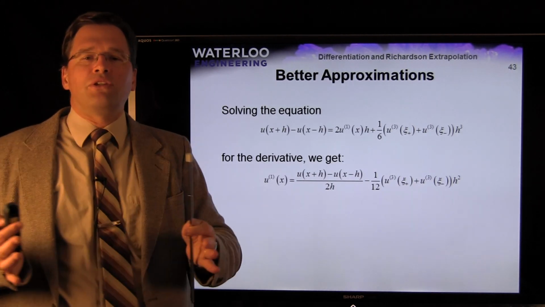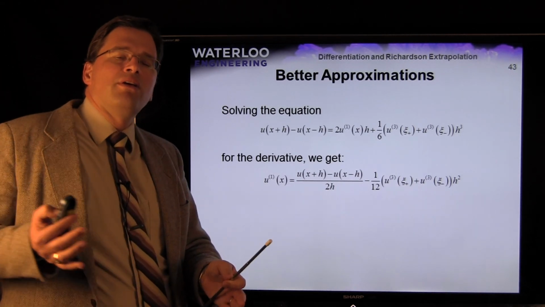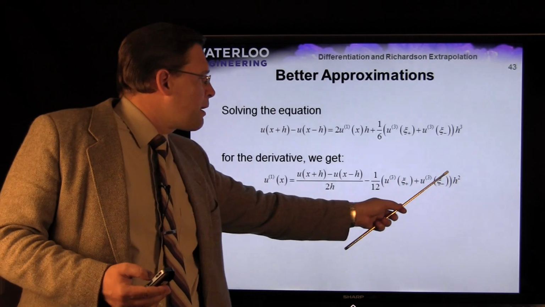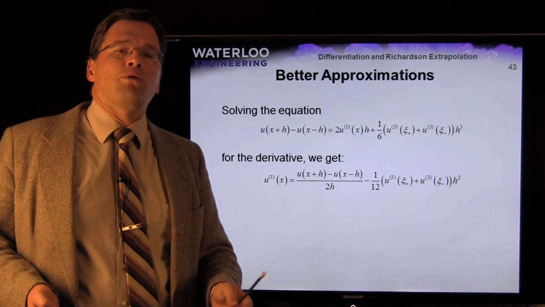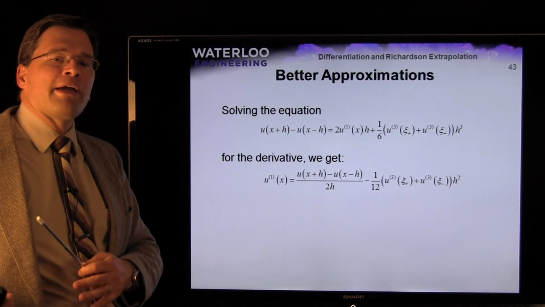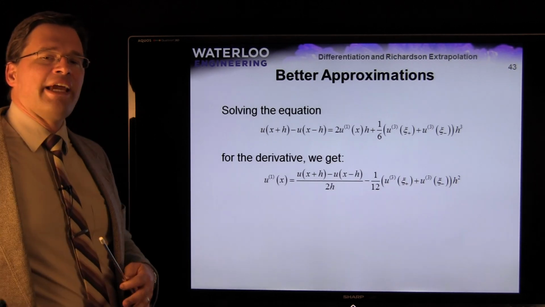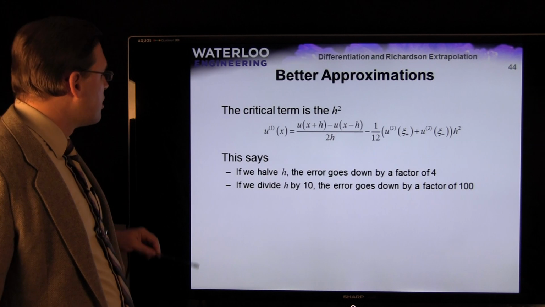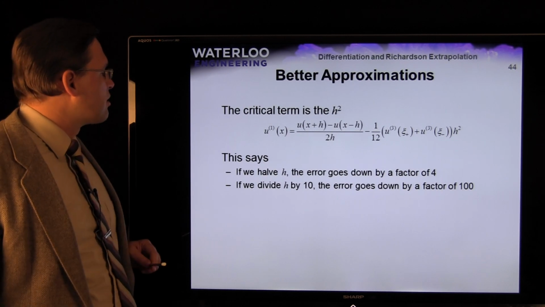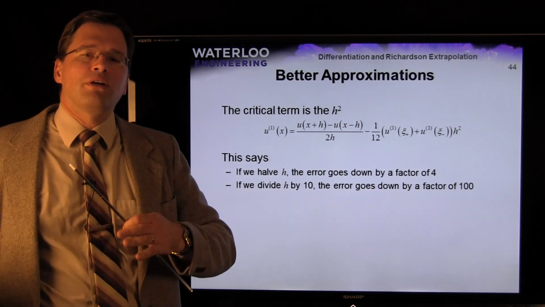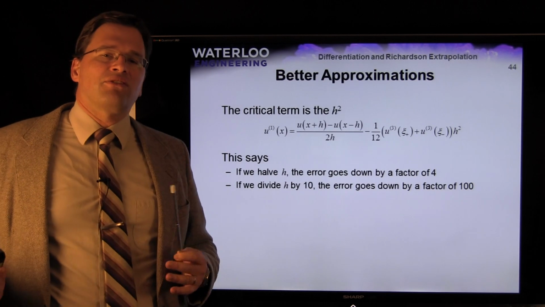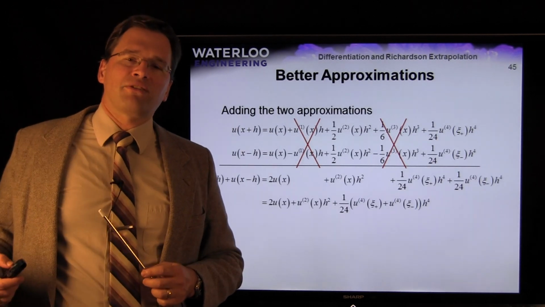That means that if we reduce h by a half, the error gets multiplied by h over 2 all squared, or it will be reduced by a quarter. If we reduce h by 10, we will reduce the error by a factor of 100. So again, halving h causes the error to go down by a factor of 4. Reducing h by a factor of 10 causes it to go down by a factor of 100.